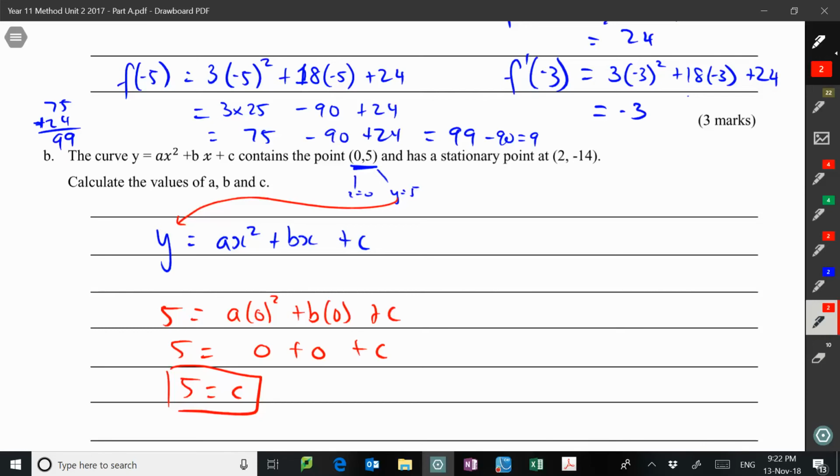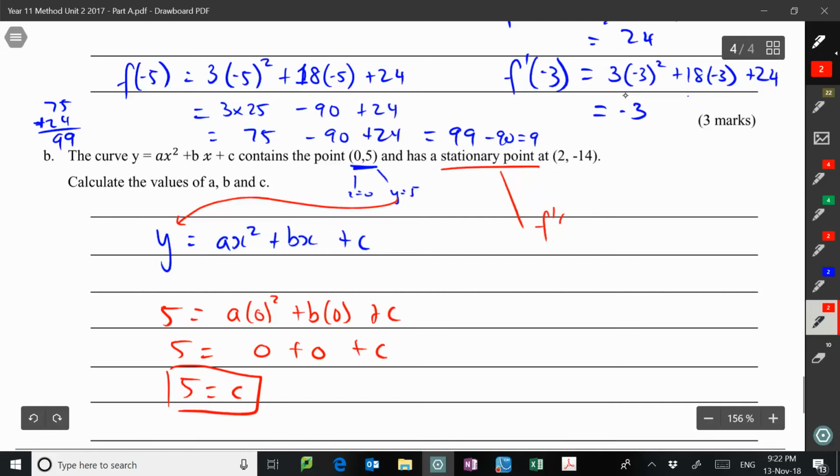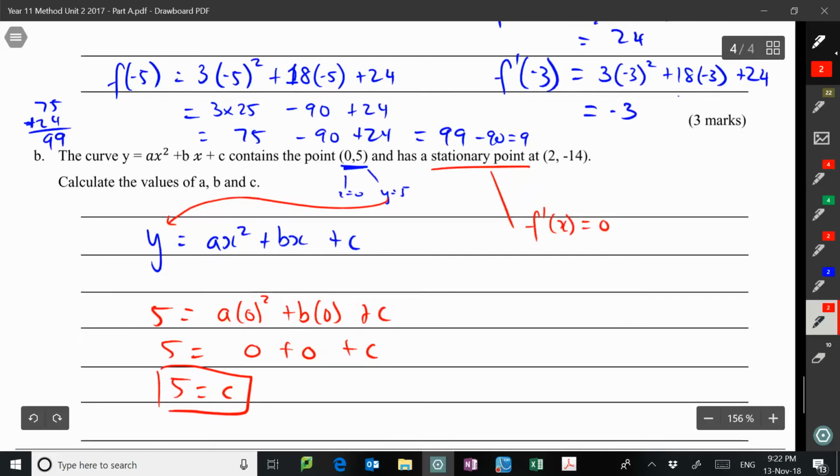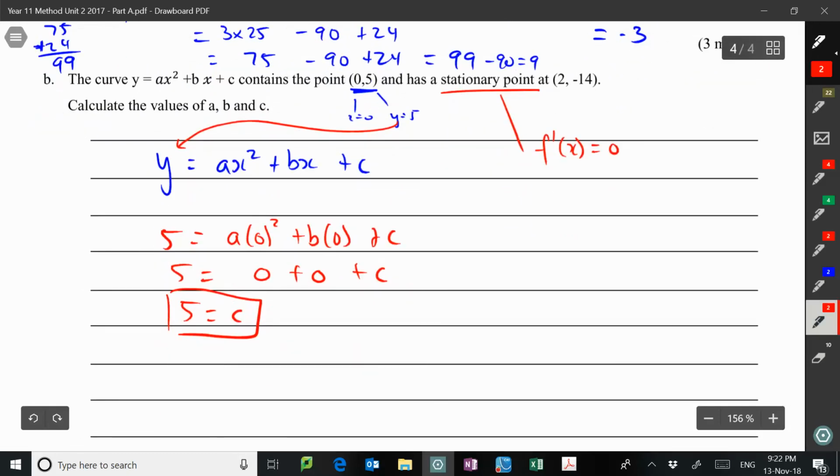Now, it contains the point (0, 5), and then it says stationary point. What does stationary point mean again? The derivative is 0. So what that should already hint to you is to find the derivative at x equals 2. Okay, at the point where x equals 2.